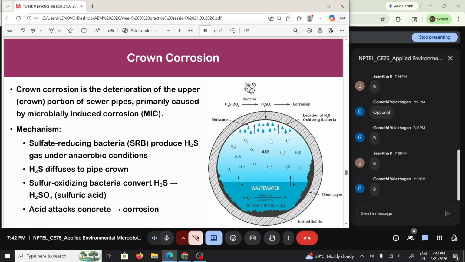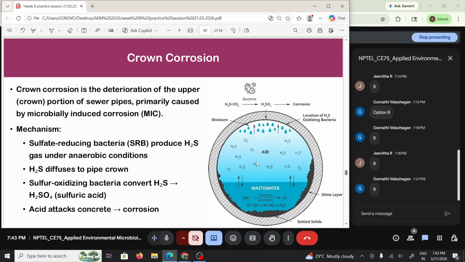Okay, so first is crown corrosion. Crown corrosion is the deterioration of the upper portion of sewer pipes. As you can see in this image, there is a sewer pipe and there is deterioration in the upper part, which is microbially induced corrosion. The mechanism is that sulfate-reducing bacteria produce hydrogen sulfide gas. Hydrogen sulfide is a corrosive gas produced by microorganisms under anaerobic conditions.